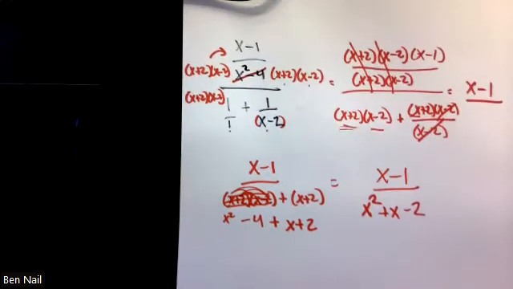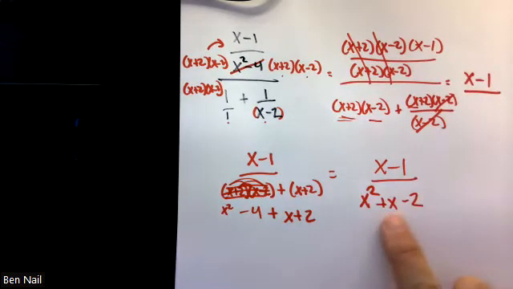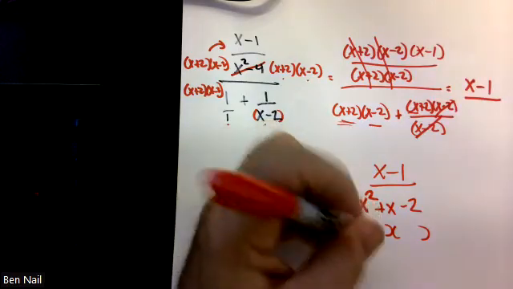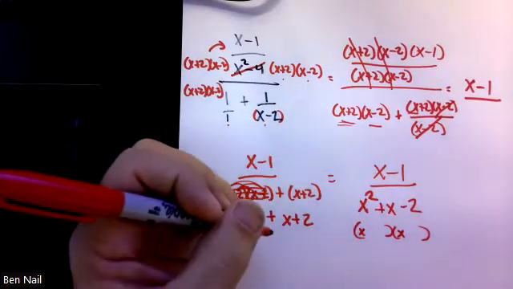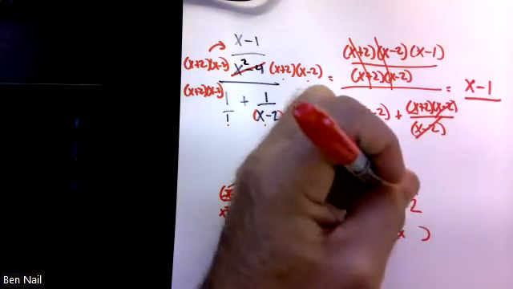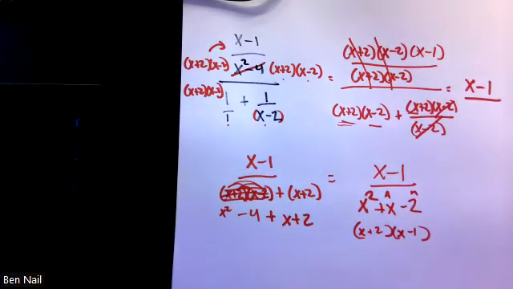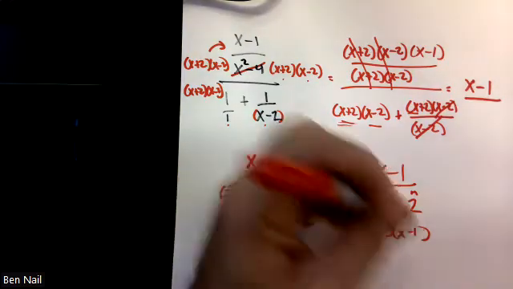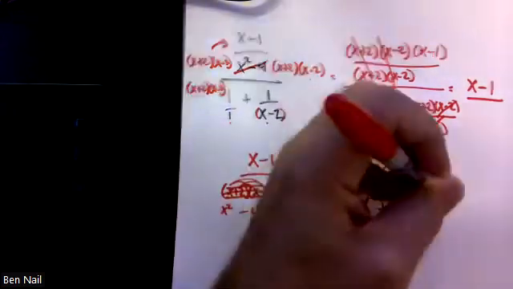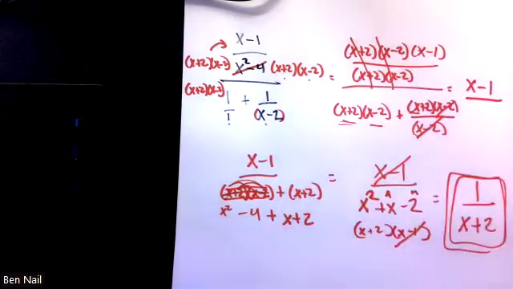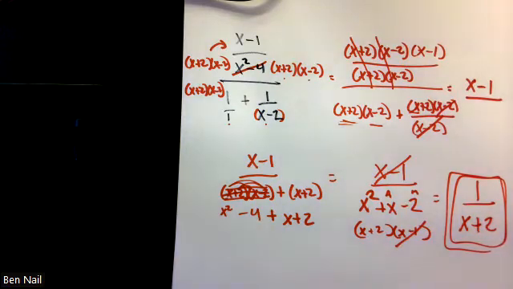Now, this might simplify still, so we need to look and see if we can do anything else with this. Once we've combined all of our like terms, we can see if this particular problem factors. X squared is x times x. Is there anything that multiplies to get negative 2 that adds to get 1? Yeah, positive 2 and negative 1. So again, now we've got common factors. So this reduced all the way down to 1 over x plus 2.